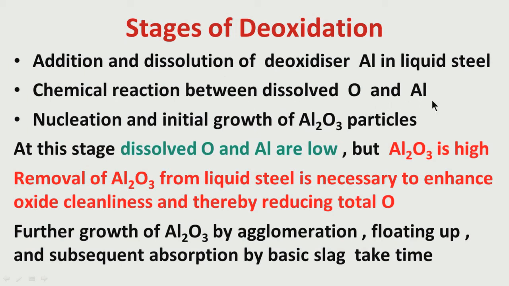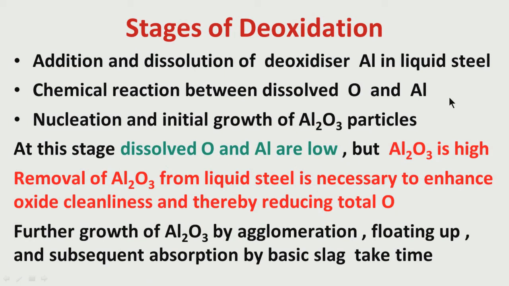So, finally, what happens? What is the reaction product? If it is aluminum, it is alumina. So, alumina will be nucleated and there is some inclusion growth of these alumina particles, initial growth of these alumina particles. First there is nucleation of alumina and then initial growth of these alumina particles. These three steps take place very fast, maybe within 2 or 3 minutes all these stages are over.